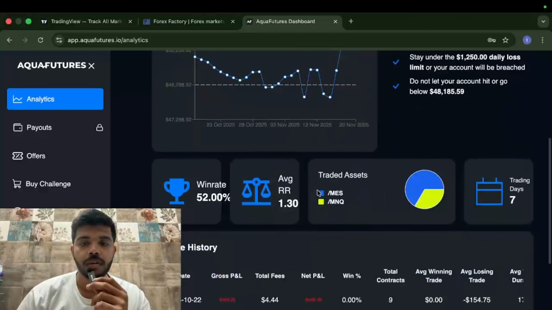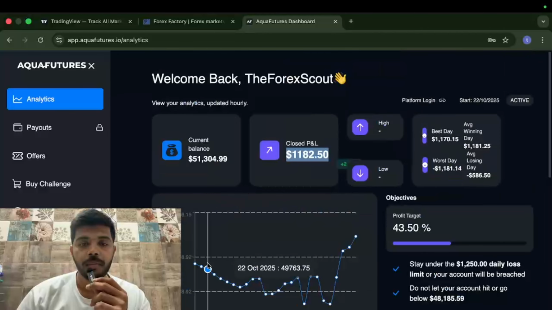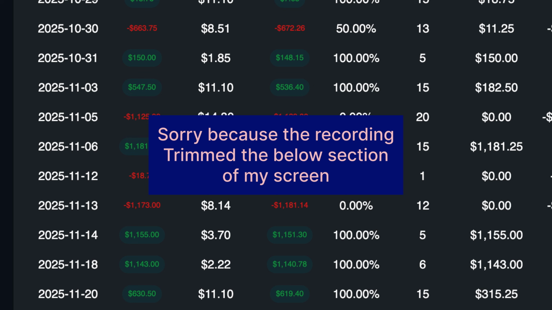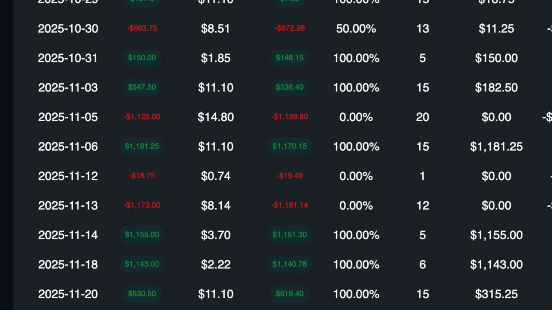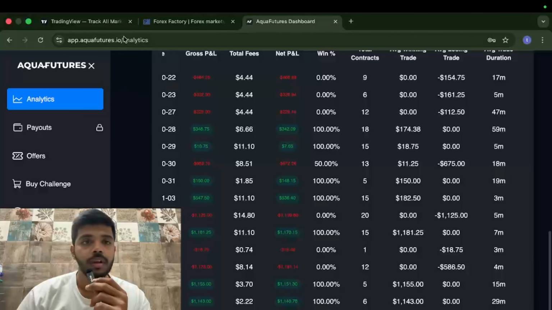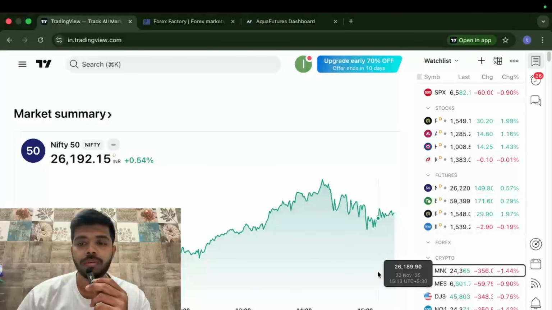$1,200 on my account. Okay, and after a very long time, I'm back to break even, and now $1,000 profit in this account. So this is the trade which I had taken today. Lots were 15, and the duration of this trade was around 6 minutes, if I'm not wrong. Yeah, 6 minutes. Okay, coming back to TradingView.